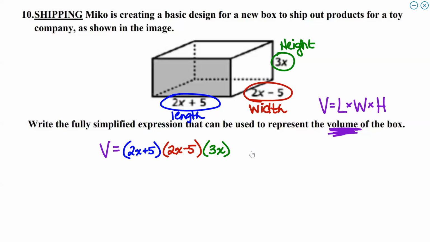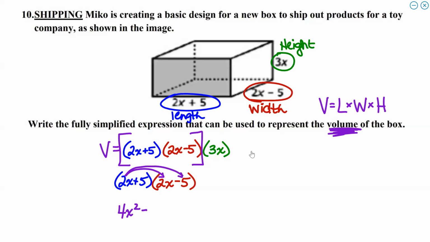How many pieces should we look at a time? Just 2. Let's just look at these 2 right here. So I'm going to take 2x plus 5, and I'm going to multiply it to 2x minus 5. What's the first thing I need to multiply? 2x times 2x would give me 4x squared. What else should I multiply? 2x times negative 5. What is 2x times negative 5? Negative 10x. What else?